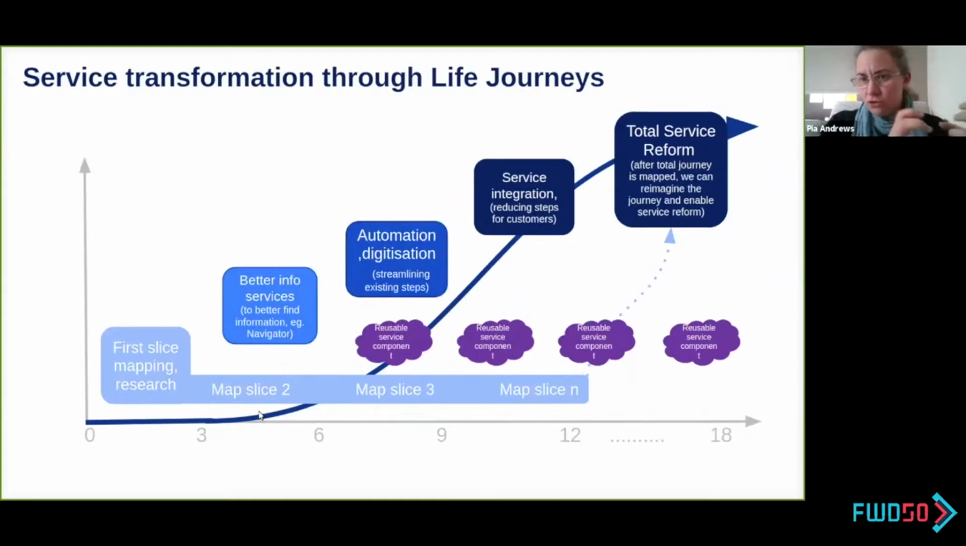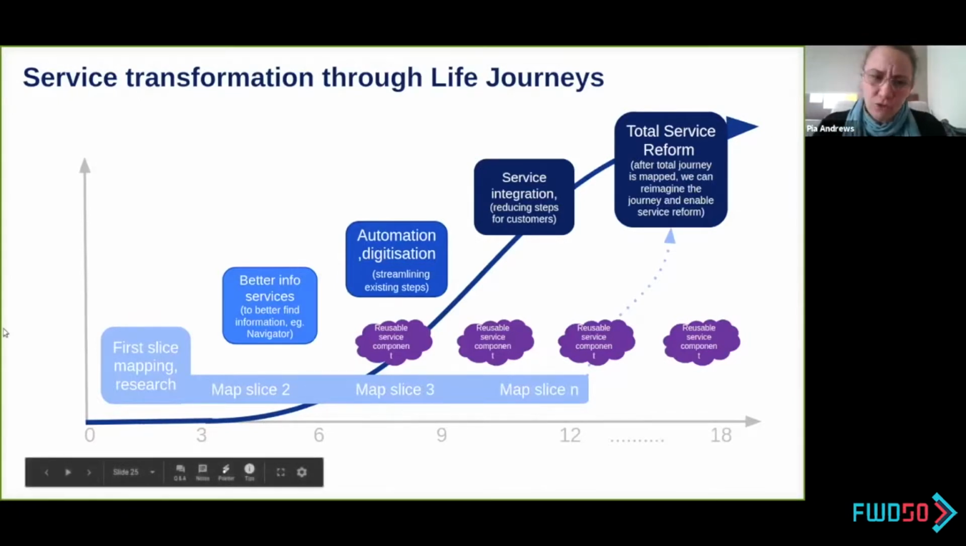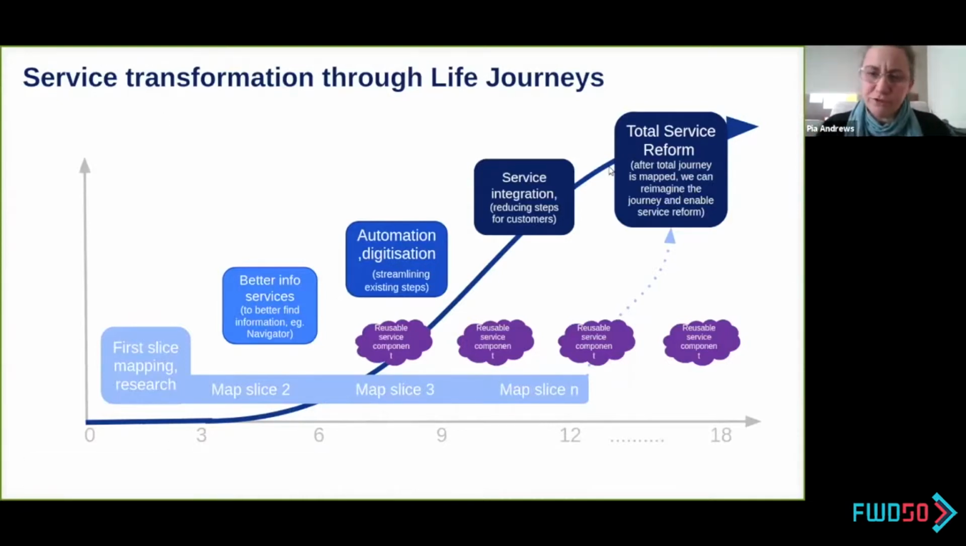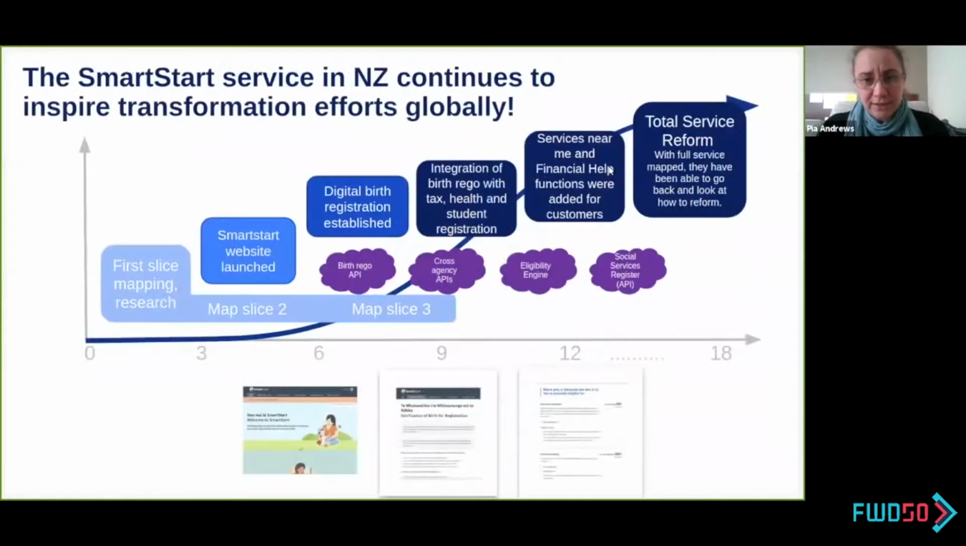Being able to actually reduce the steps for people means understanding all of the steps across the journey and then being able to actually integrate them according to, or give the person the choice to integrate them according to, their need. But after you've mapped a whole single journey, you have the opportunity to then look at the whole thing and start to plan service reform. So we saw this in New Zealand happen.